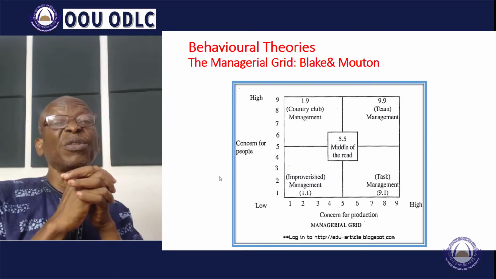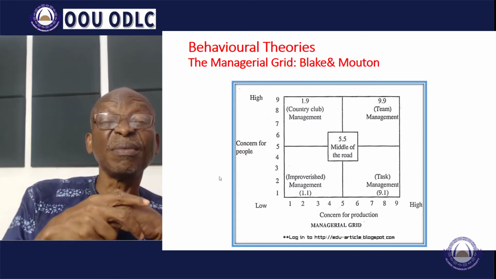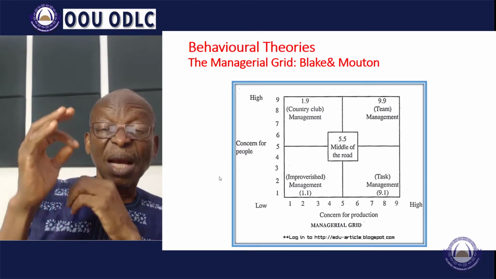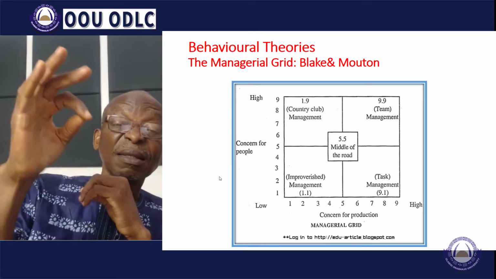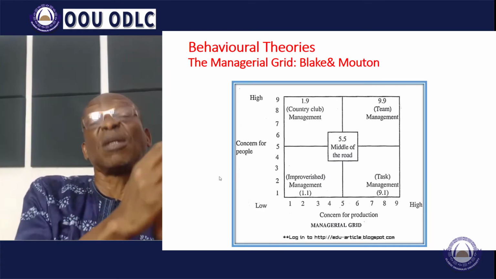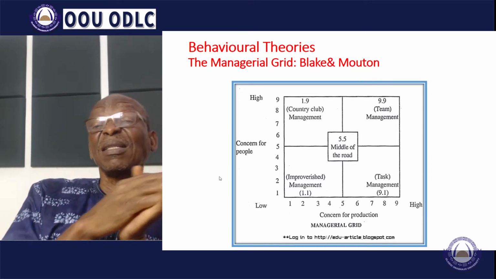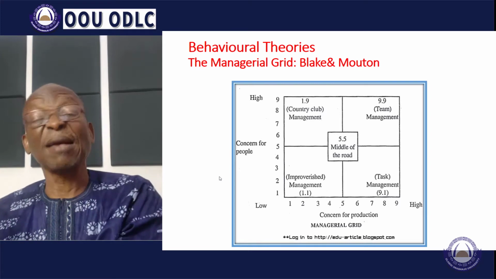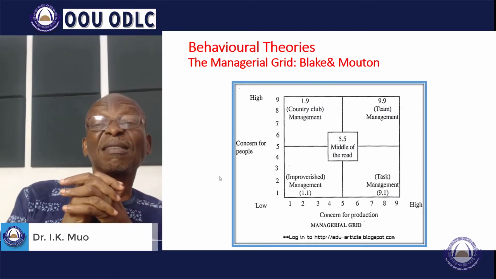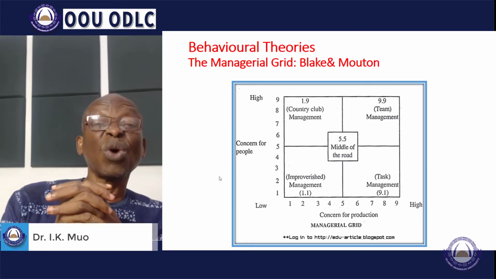Now we come to behavioral theories, and the poster boy for it is the managerial grid by Blake and Mouton. The behavioral theories generally talk about how the manager relates to both the work and the worker. Some of them are interested in the work. Even if you die in the process, they don't give a damn. Some are interested in the worker. Even if you don't work, he doesn't give a damn. Of course, you know without being told that the manager must be interested in both the work and the worker.